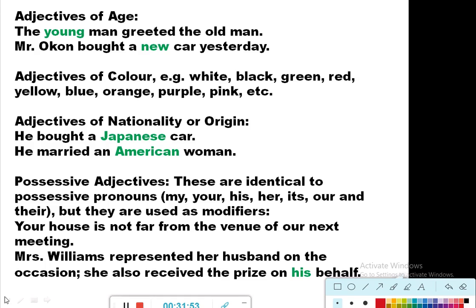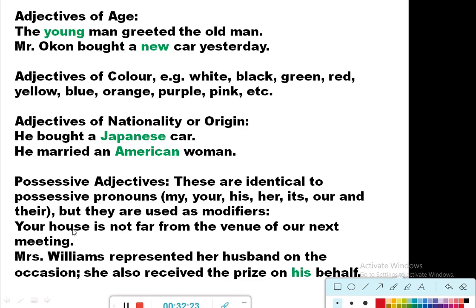Then we have possessive adjectives. These are identical to possessive pronouns: my, your, his, her, its, our, and their. But these are used as modifiers. So you can see that these are possessive pronouns. When they come before a noun, they modify the noun by indicating ownership.